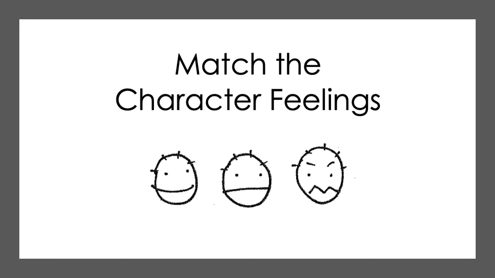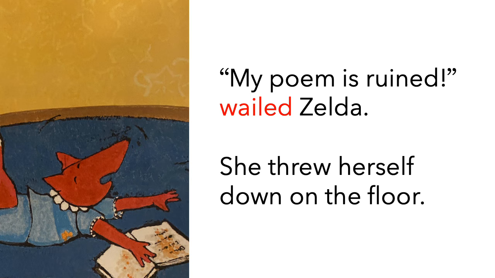Finally, readers look for clues to figure out how to match their voice to the character's feelings. The dialogue tag on this page is also colored red. The dialogue tag is wailed. So the author is telling us that Zelda is very upset, and we need to use a voice that sounds like wailing.